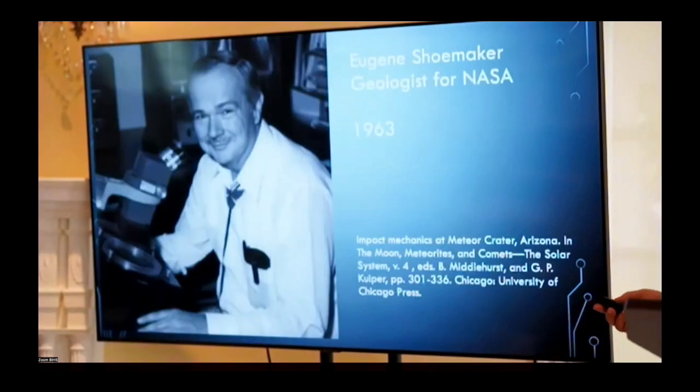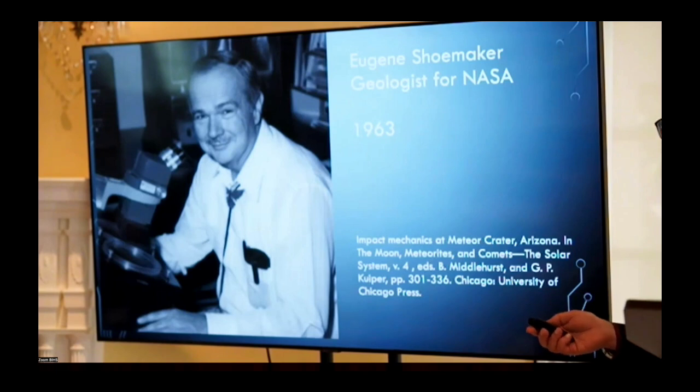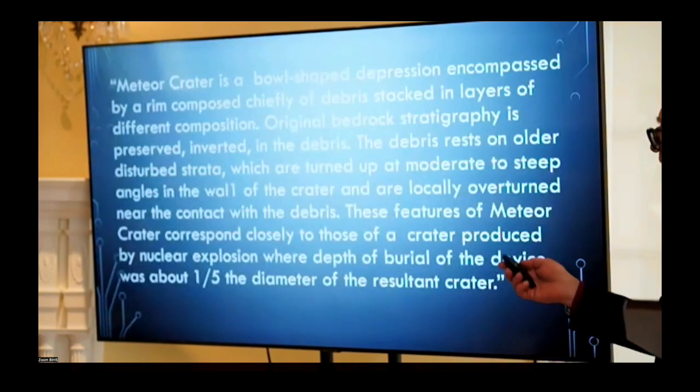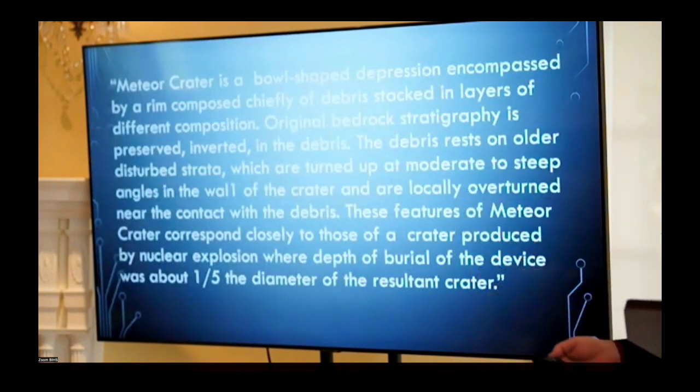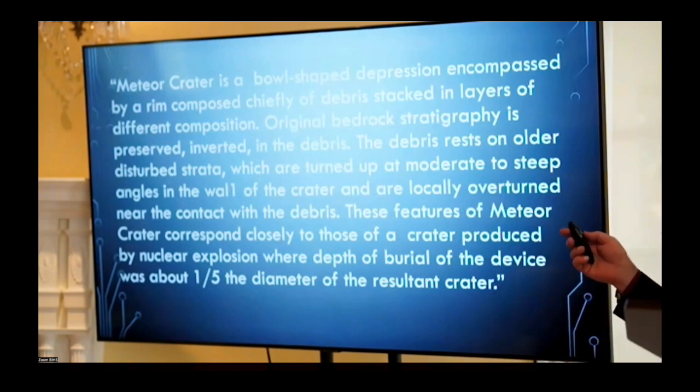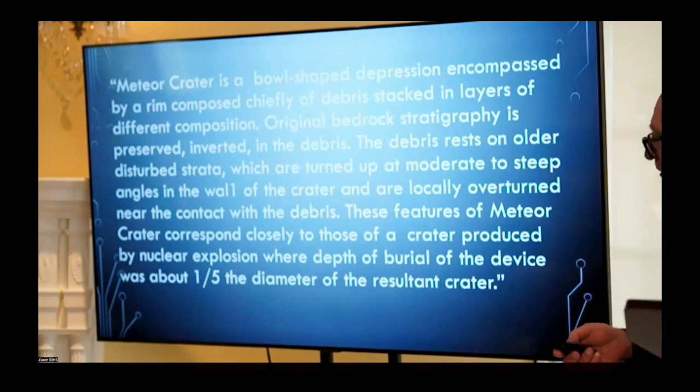Then there was Shoemaker, a geologist for NASA. He determined it was actually a cosmic impact crater. But he said something very interesting. He said it looks exactly like an atomic bomb crater, because they were testing atomic weapons in the southwestern United States up to the 1950s or 60s.